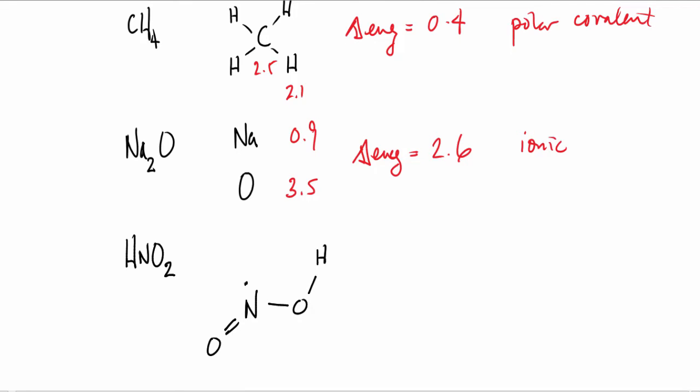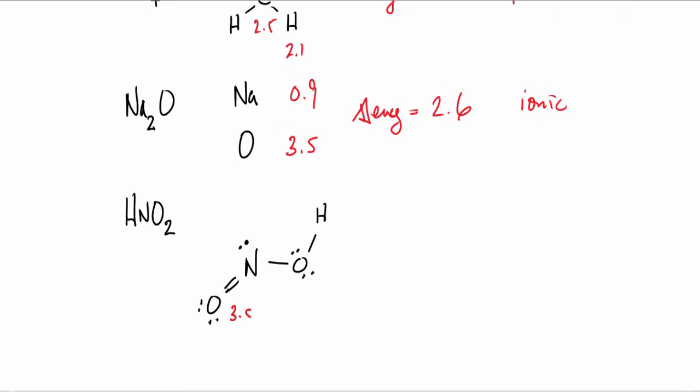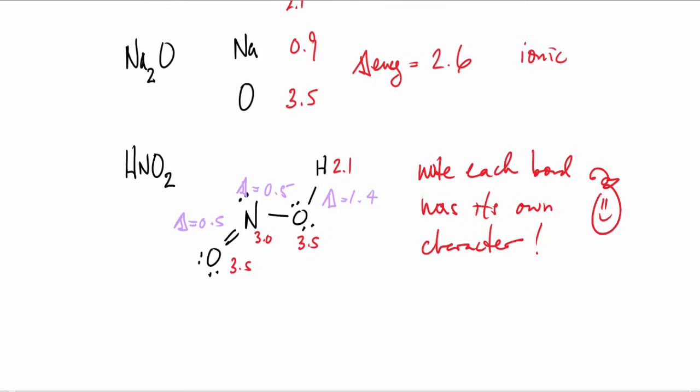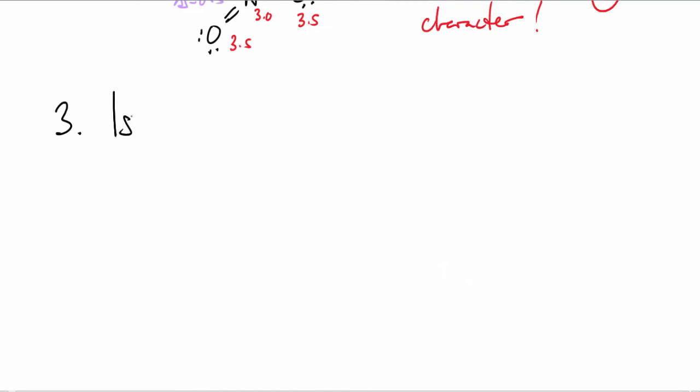Now let's look at nitrous acid. Let's get a quick Lewis diagram going here of nitrous acid. There it is. And we'll put the electronegativities of all the atoms in. And you can see that the differences here are 0.5, 0.5, and 1.4. That bond between oxygen and hydrogen is almost ionic. 1.4 is not quite 1.7. Okay, but each bond has its own character, and that character is set by the difference of electronegativities.